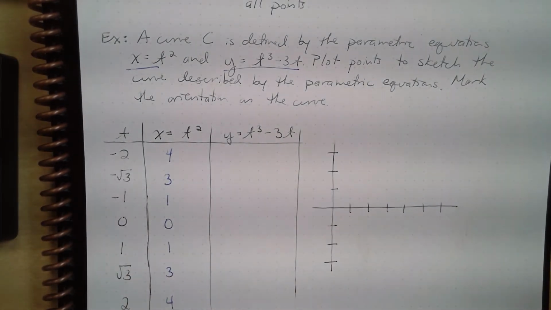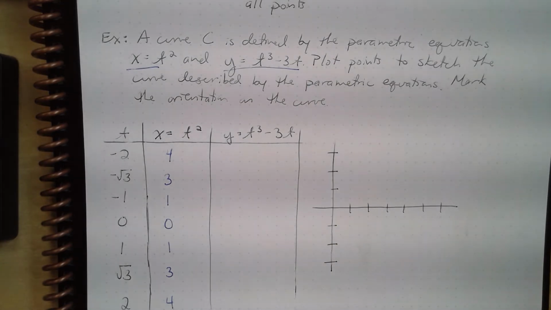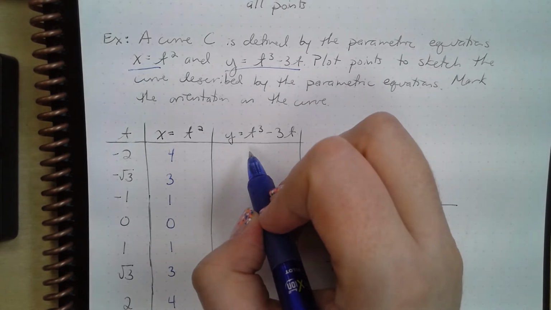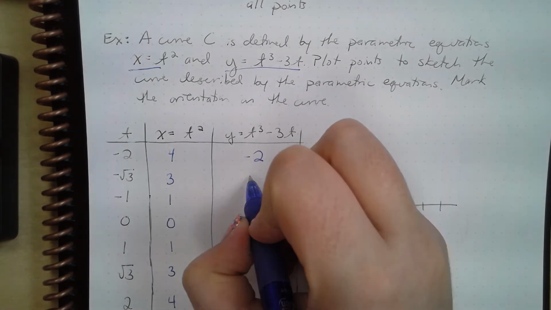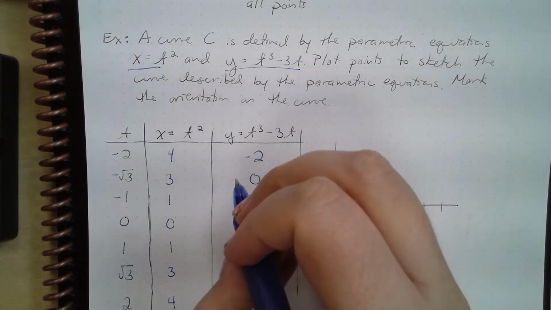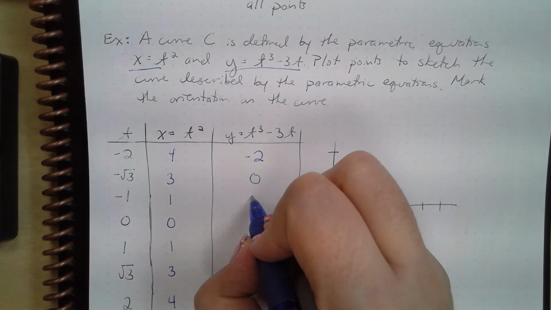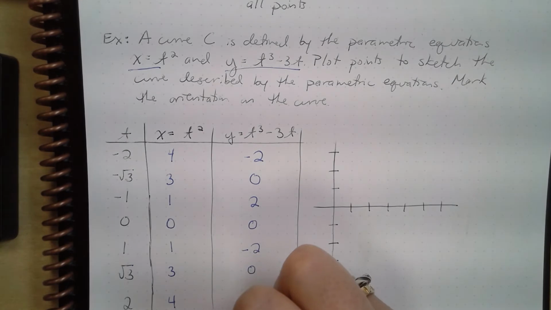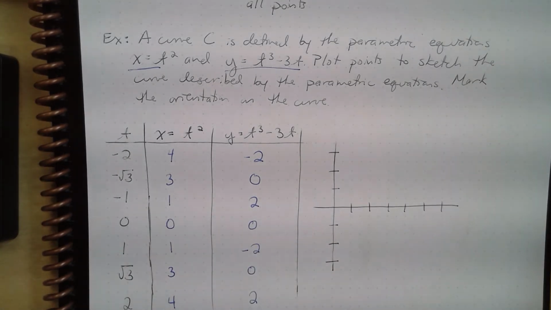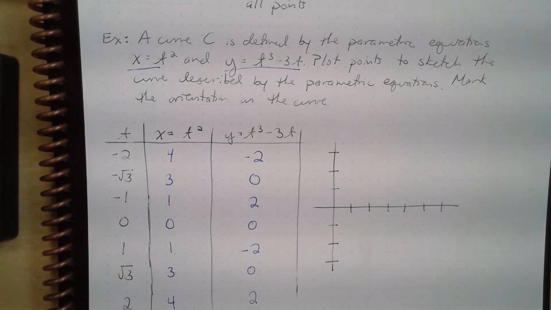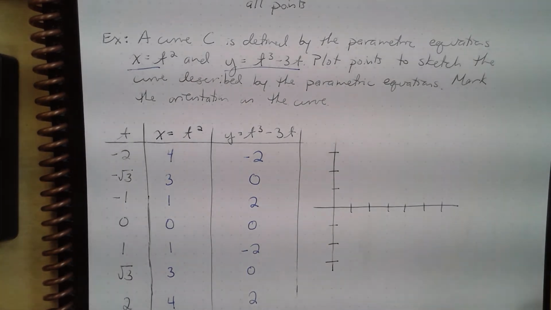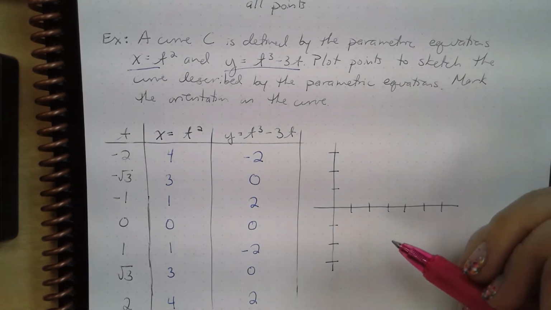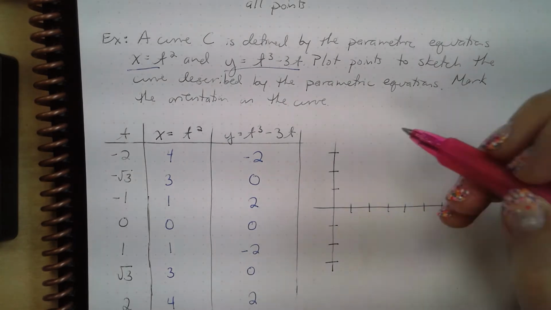Okay? So now I'm going to do my y values. When t is negative 2, that's going to be negative 8 plus 6, which is negative 2. This is going to be 0. This is going to be 2, 0, negative 2, 0, and 2. And actually, I wish I had written these in two different colors. Maybe I'll kind of do that now. So I'll do the x values, excuse me, in pink. So here, this is our x-axis, this is our y-axis, okay?